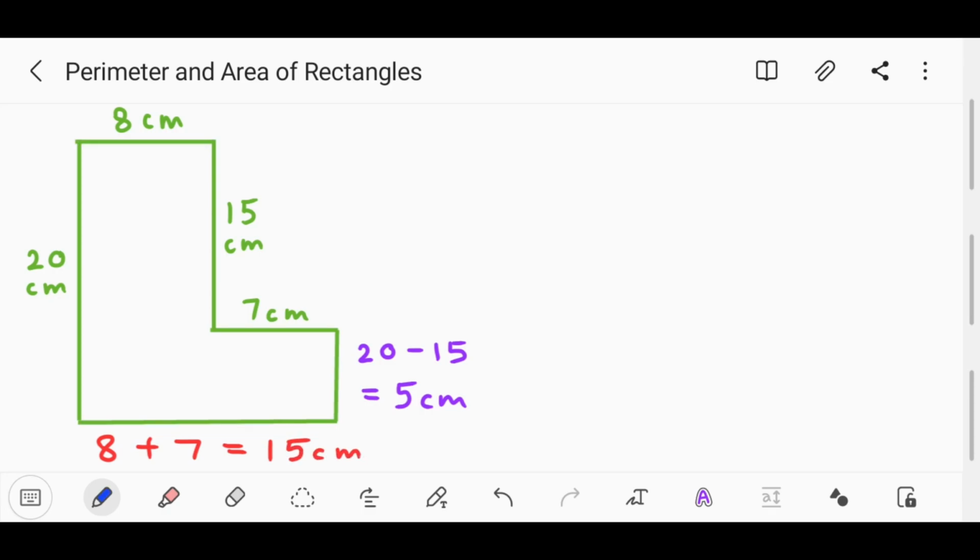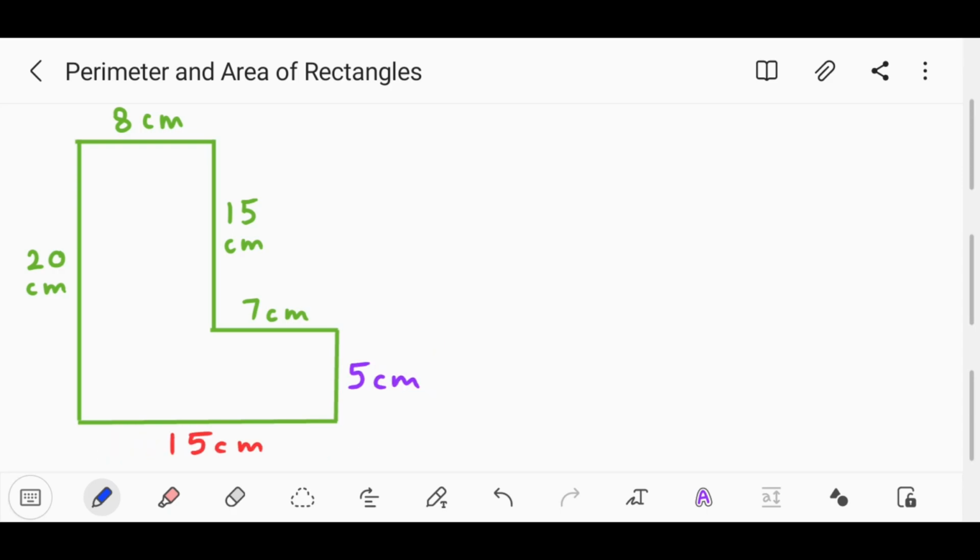Just for a quick recap, when we need to find a missing length, for example a vertical missing length, we look at the other two vertical lengths that are given. If our missing length is smaller than the lengths that are given, we subtract the two given lengths in order to find our missing length. However, if our missing length is larger than the two lengths that are given, we add them up in order to find our missing length.